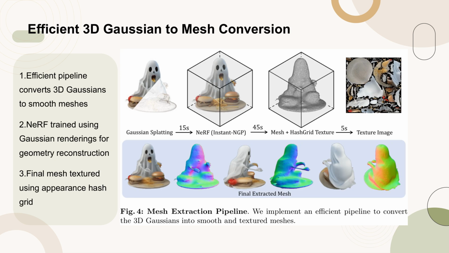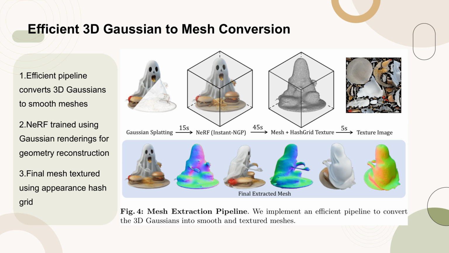Figure 4 illustrates the efficient pipeline for converting 3D Gaussians into smooth and textured meshes. The process begins with training a NeRF using the rendered images from 3D Gaussians on the fly. This NeRF is then converted into polygonal meshes.